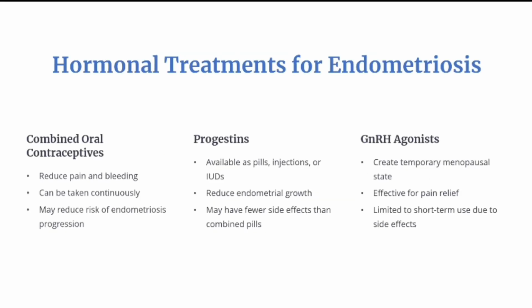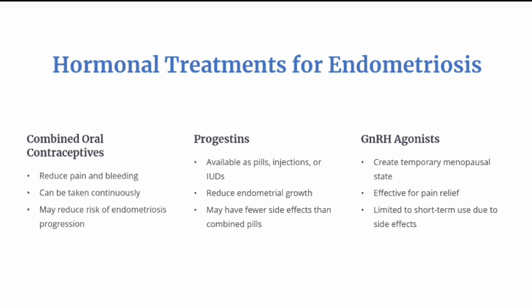Hormonal treatments for endometriosis. Hormonal therapies help control endometriosis by suppressing estrogen. Birth control pills regulate cycles. Progestins reduce tissue growth, and GnRH agonists create a temporary menopausal state to relieve symptoms.